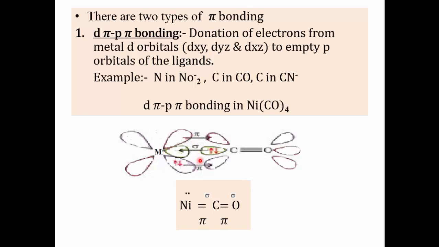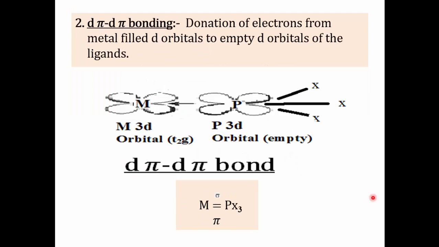Agreed? This is formation of d pi p pi bond, and this is the structure. So nickel forms double bond with carbon. Got it? So this is a sigma bond and this is pi bond. In this way, along with this sigma bond, there is formation of pi bond, and hence it increases the strength of the bond and the complex becomes more and more stable.